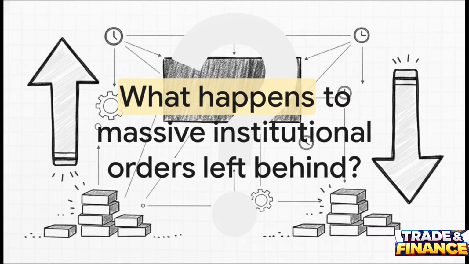Let's start with a fundamental question about market microstructure. What happens to the massive institutional orders that get left behind? Seriously, think about it for a second. Large financial institutions, we're talking central banks, sovereign wealth funds, tier one investment firms, they cannot just click buy or sell on massive orders instantly. If they execute it all at once, they'd cause severe slippage and completely ruin their own entry prices.